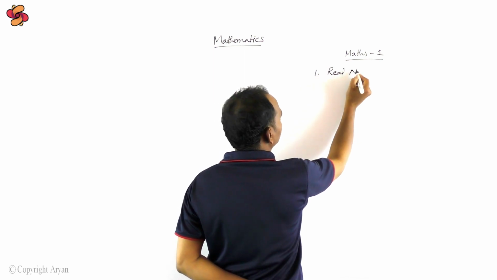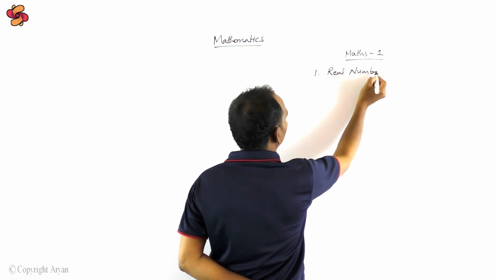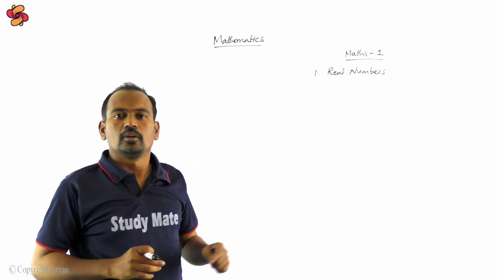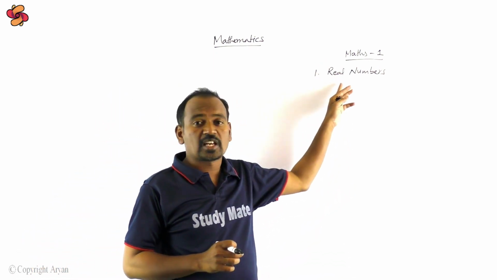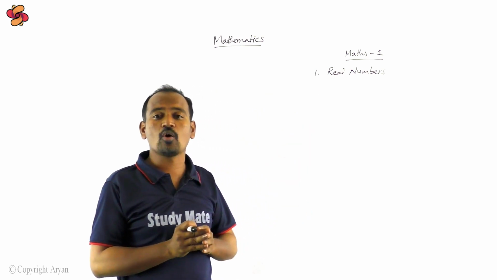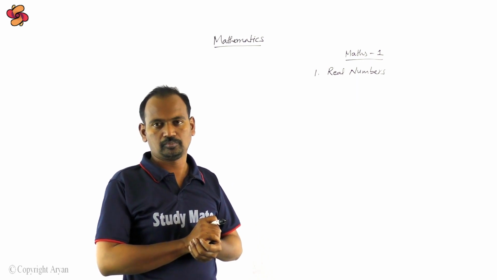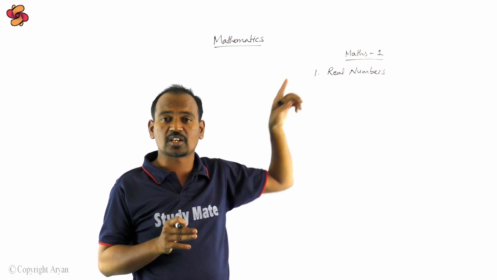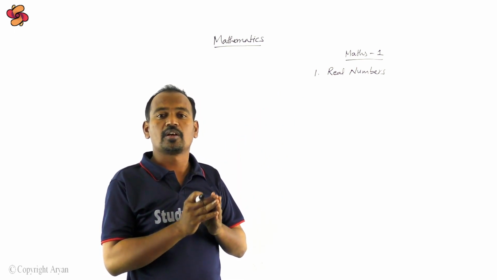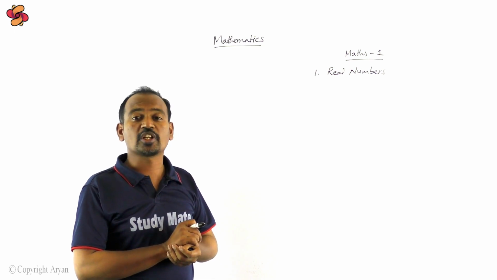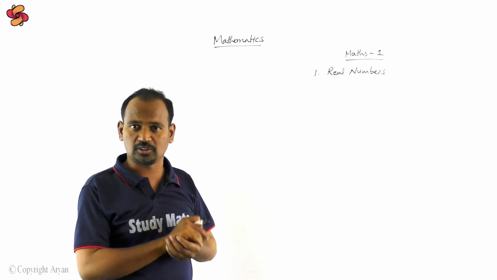Real numbers. Actually, you got this chapter in 9th class itself. And in the 8th class, we have rational numbers. And in the 10th class, we will get real numbers. Real numbers consist of both rational numbers and irrational numbers. About irrational numbers, we already got them in 9th class only.